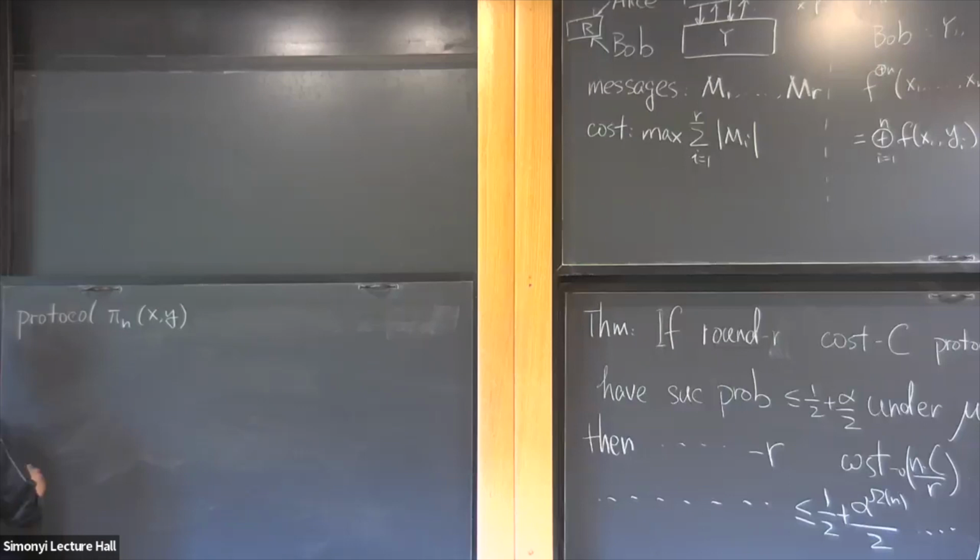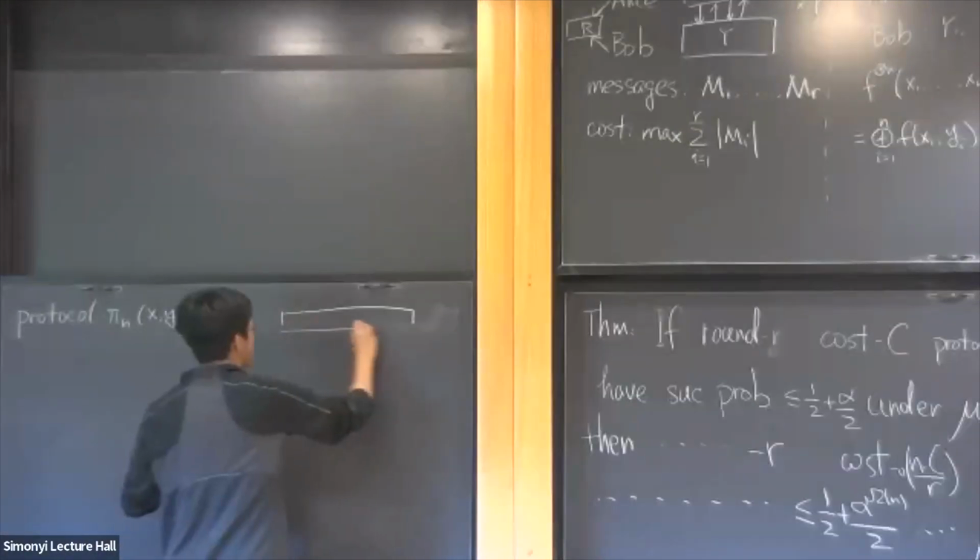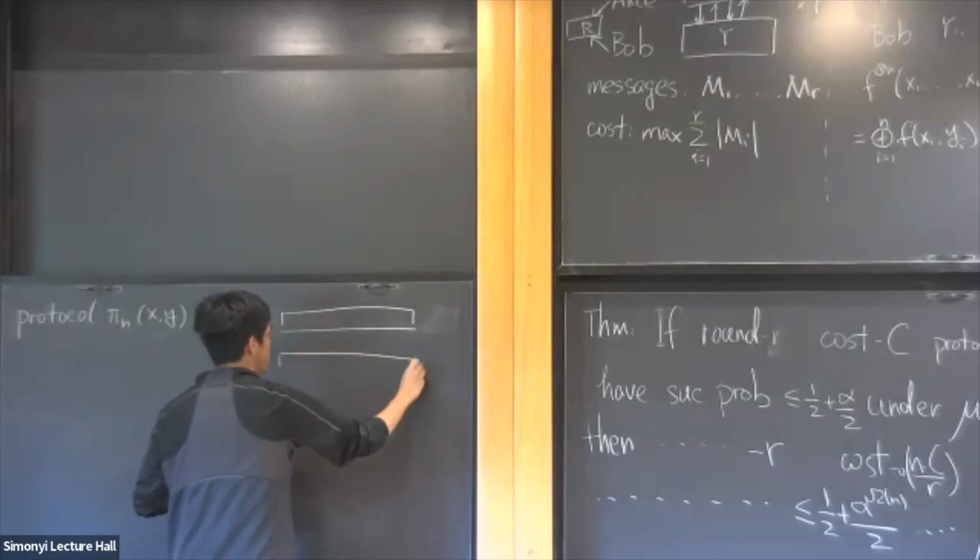So, okay, let's say this is the input pair that they are going to generate.